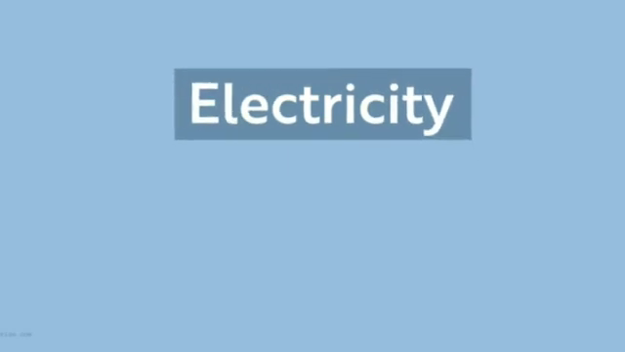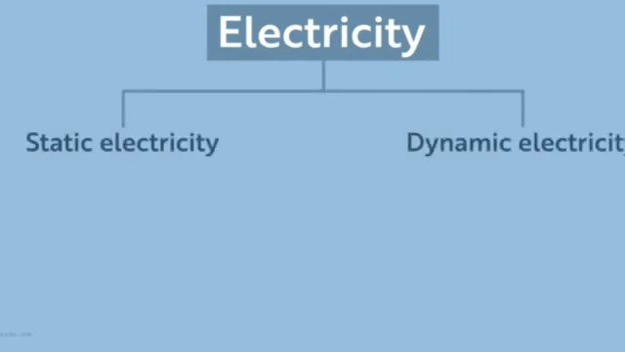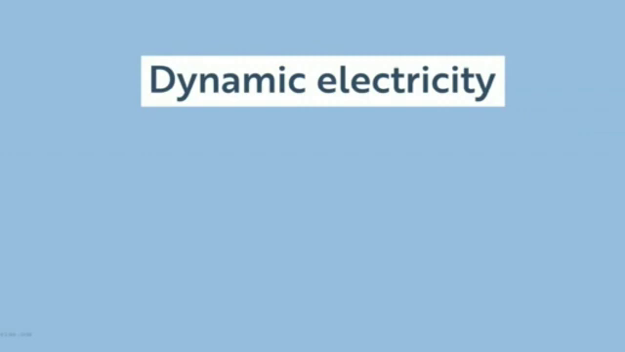There are generally two forms of electricity. One is static electricity and the other dynamic electricity. In this chapter, we are going to study only about dynamic electricity. As the name indicates, it implies moving electricity or more clearly moving electric charges.